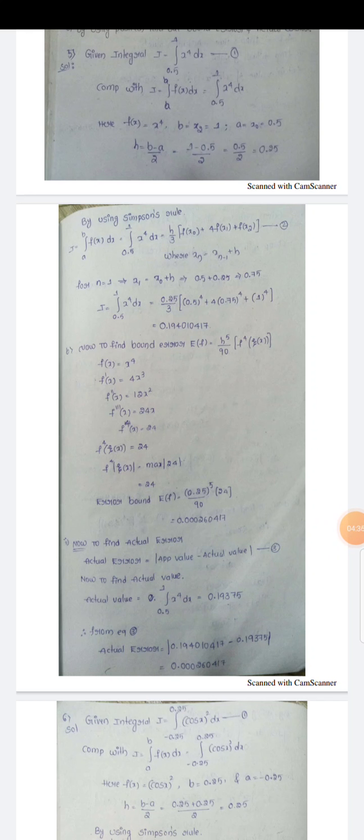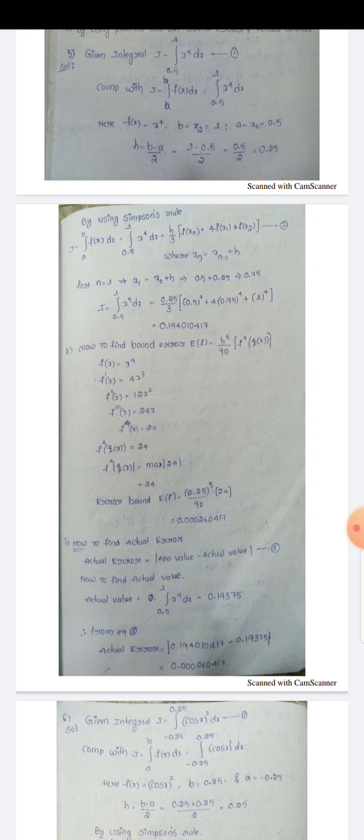Next, B bit. Now to find the bound error. EF equals h power 5 by 90 into the fourth derivative of f at xi of x. f of x equals x power 4, f dash x equals 4x cube, f double dash x equals 12x square, third derivative f of x equals 24x, fourth derivative f of x equals 24. Fourth derivative of f at xi of x equals 24. Mod of the fourth derivative, maximum of 24, is equal to 24.